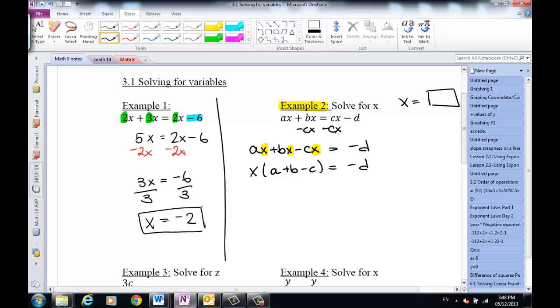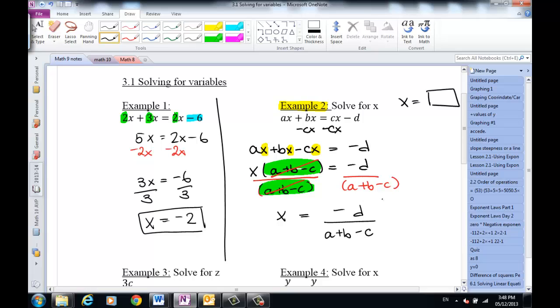Now, to finish this off, I want to get x equal to something. So what I would like to do is divide both sides by a plus b minus c. And from our rational expressions unit, remember that something divided by itself is always equal to 1. So now I'm left with x is equal to negative d over a plus b minus c. And this is my answer. I have x is equal to this whole piece.